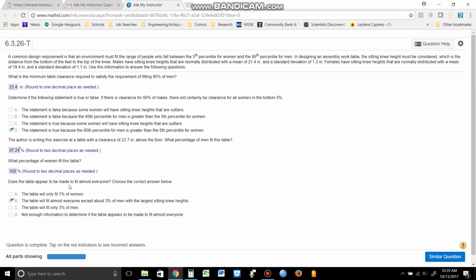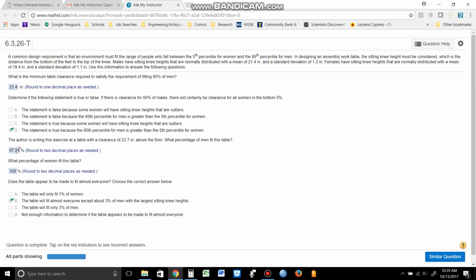Does the table appear to be made to fit almost everyone? Okay, well, the answer is the table will fit almost everyone except for about 3% of the men with the largest sitting knee height. So in other words, what we're basically saying is that at a clearance of 23.7, okay, we're going to be able to accommodate 97.24% of all the men.